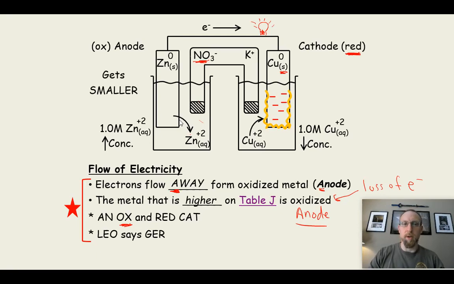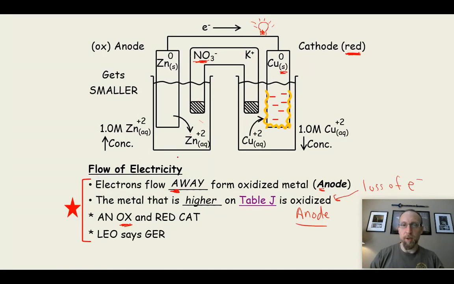All right, and the other thing we want to remember here is the anode over time. As these zinc ions are going into solution, we're losing zinc zero, so it's going to get smaller. So over time, my anode is going to get smaller. As we keep oxidizing, this is going to get smaller and smaller, because the zinc zero is oxidized and it goes into solution. What happens over here?